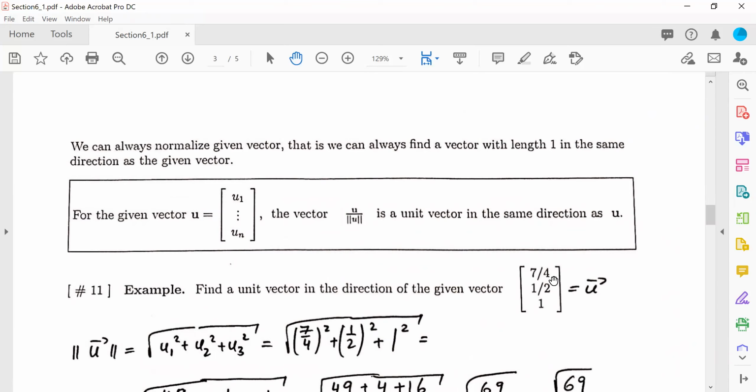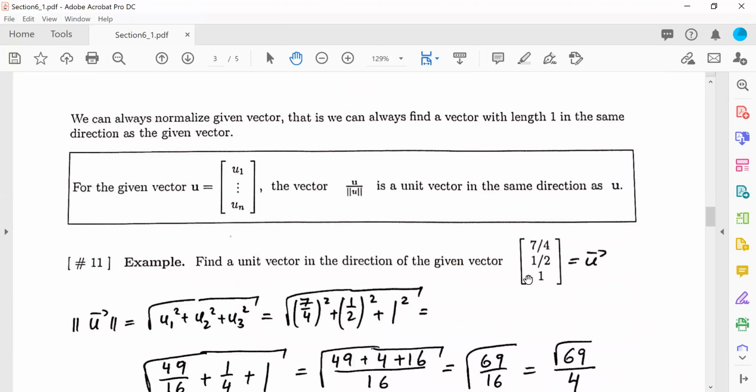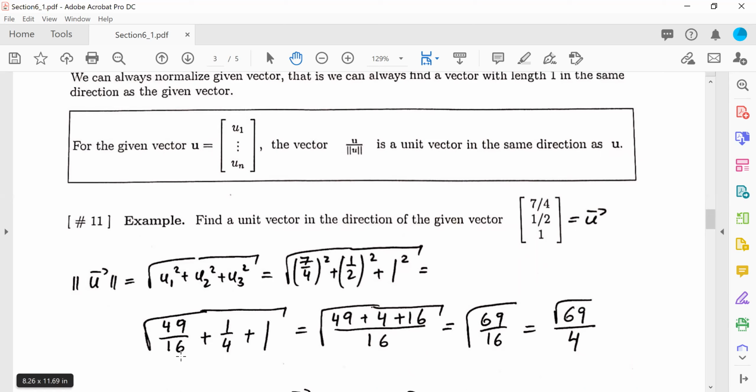So here we have an example: find a unit vector in the direction of the given vector. That vector has coordinates 7/4, 1/2, and 1. I will call that vector u. So first I'm finding the length of that vector. The length is the square root of u1 squared plus u2 squared plus u3 squared in coordinates. So (7/4) squared plus (1/2) squared plus 1 squared. (7/4) squared is 49/16, (1/2) squared is 1/4, plus 1. Find a common denominator: we need to multiply the 1/4 by 4, and the 1 is like 1 over 1, so times 16 over 16. Then we have 49 plus 4 plus 16, which is 69, over 16. So if I take the square root of each, I'm having the square root of 69 over 4. This is the norm or length.